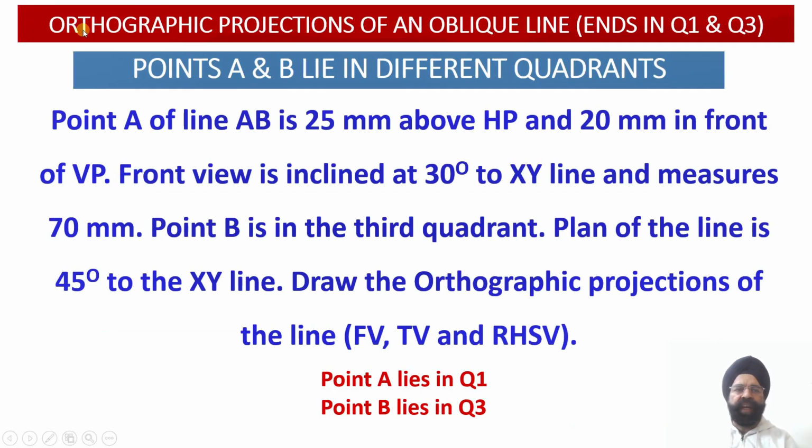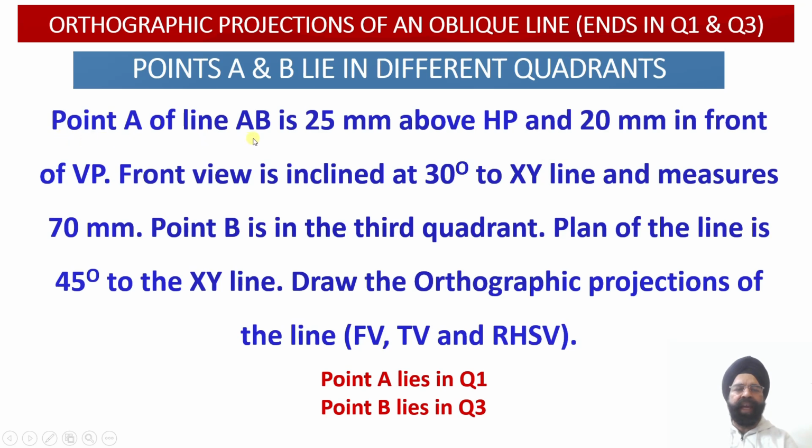Now here we are required to evaluate the orthographic projections of an oblique line AB in which the end A happens to lie in the first quadrant and end B of the line happens to lie in the third quadrant. So here let us first of all go through the problem statement.